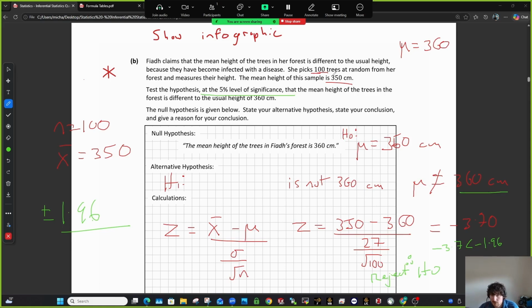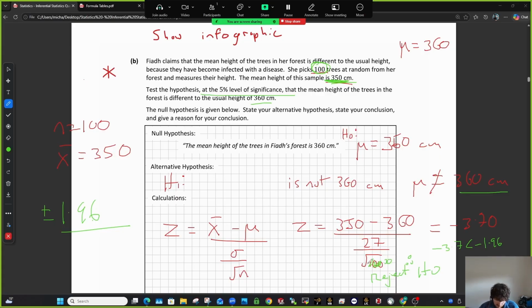And yeah, so there was very little wiggle room there. So even though you're like, this is only 10 centimeters less, there's very little wiggle room because this is quite a large sample size, okay? So you're not allowed to have such a large variation of 10 centimeters when you have such a large sample size. You can redo this question, say that the sample size was only maybe something like 30.